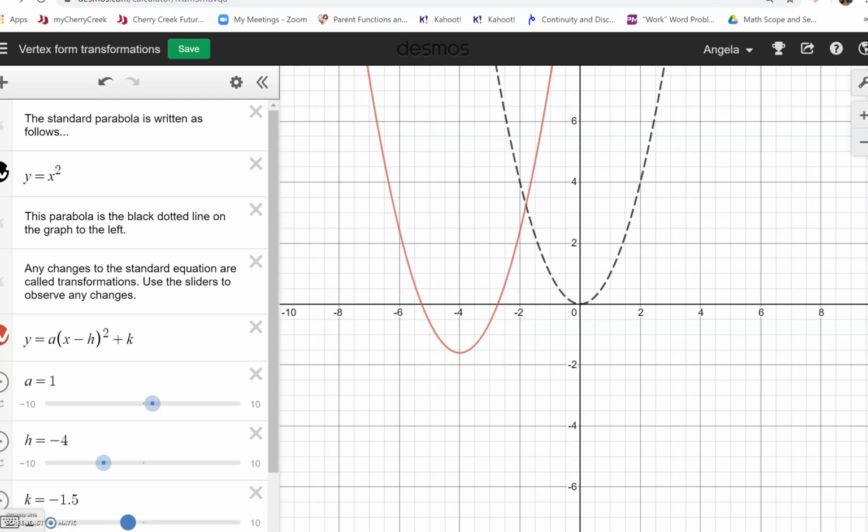All right. So this may be enough of this Desmos playing around that you need, but if you want to explore this a little further on your own, it's a great activity to just play with, to get to know how the values of a, h, and k impact your graph in vertex form.